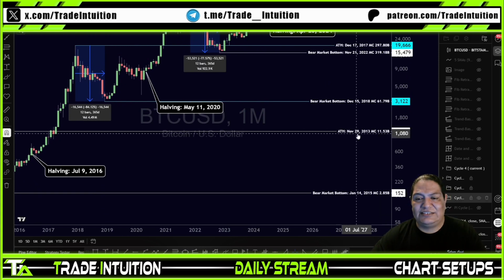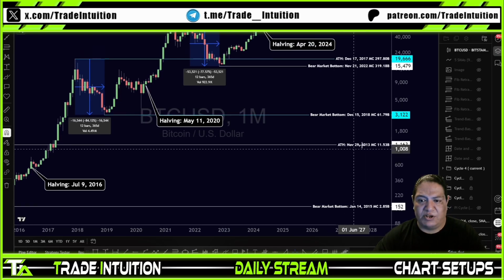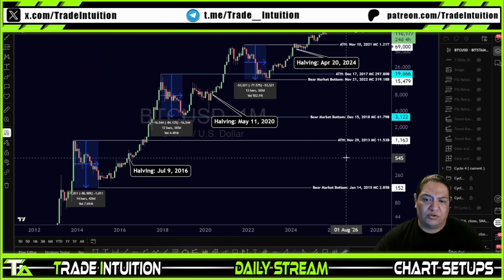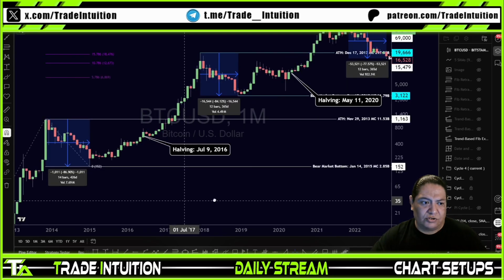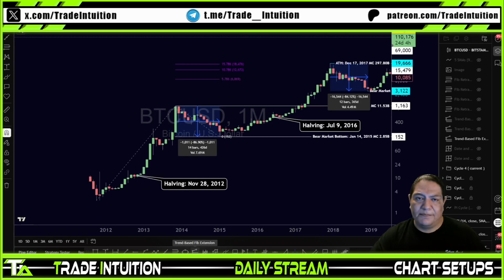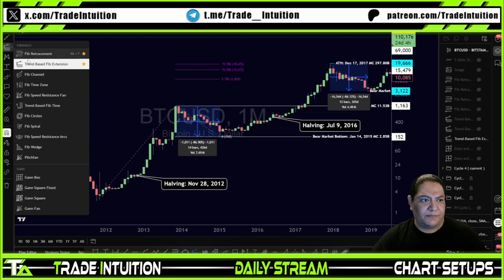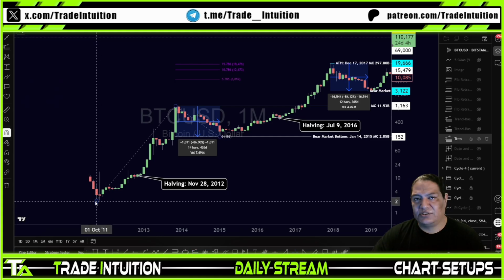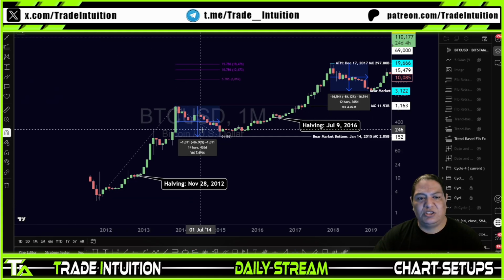Now, the days may be slightly different based off of where you find your information, but this was according to CoinMarketCap History. It's coinmarketcap.com, but it's the history portion of it. So here I did trend-based fib extension, and that is located right over here. The reason I'm showing you all this is so that if you want to replicate what I'm doing, please do. From the absolute low to the all-time high to the bear market low.